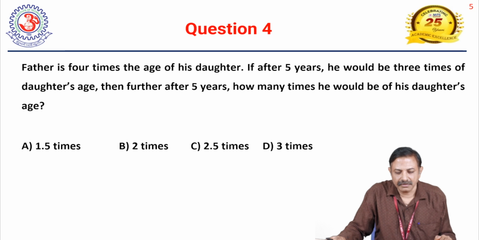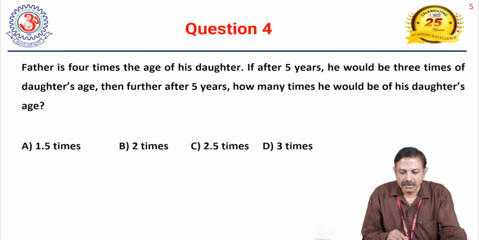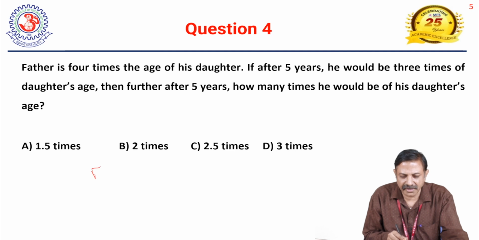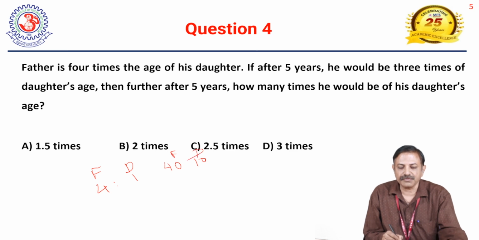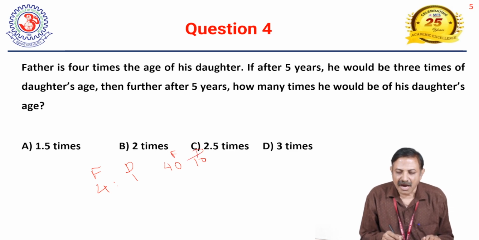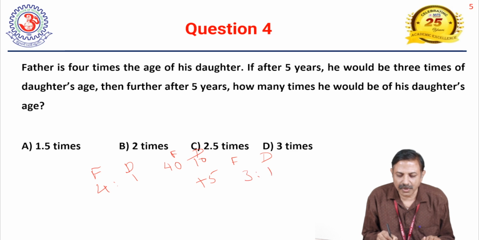See the question, let me explain to you. Father is 4 times the age of daughter. So immediately what I'll write? Father is there in the question, daughter is there in the question. Father is 4 times means 4 is to 1. Meaning is, if father is 40 years, daughter will be 10 years. After 5 years, he would be 3 times of daughter's age. So after 5 years, father and daughter, if you take, it is 3 is to 1.